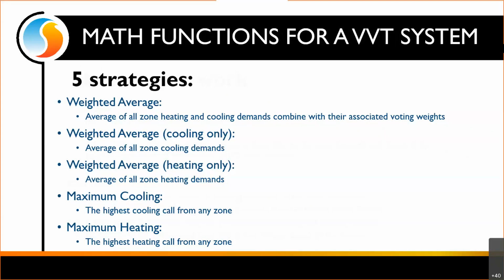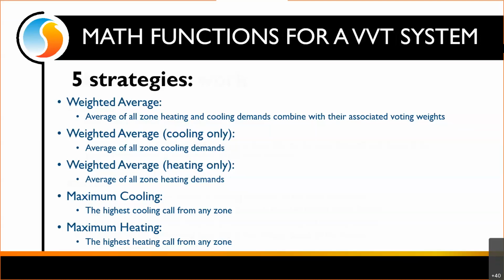The idea is that a heating demand is positive and a cooling demand is negative. So when you combine positive and negative zone demands all together, well, then they tend to cross each other out. So if you had a system of 10 zones and 5 zones were asking for full heat and 5 zones were asking for full cooling, the weighted average would be 0, and then the unit is not going to heat or cool. So that's why we tend to not use the first one when we're looking at a VVT system.